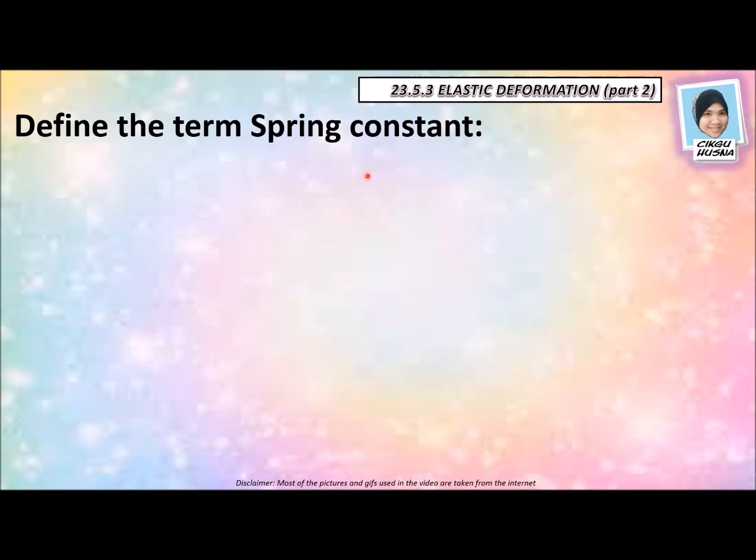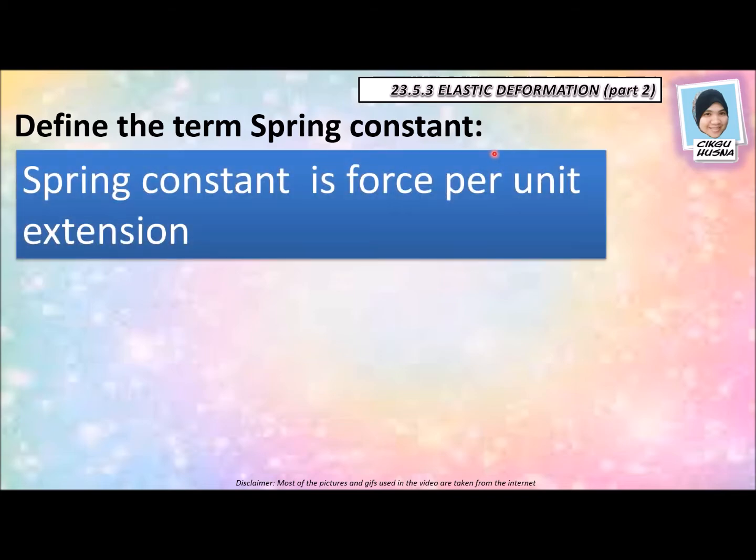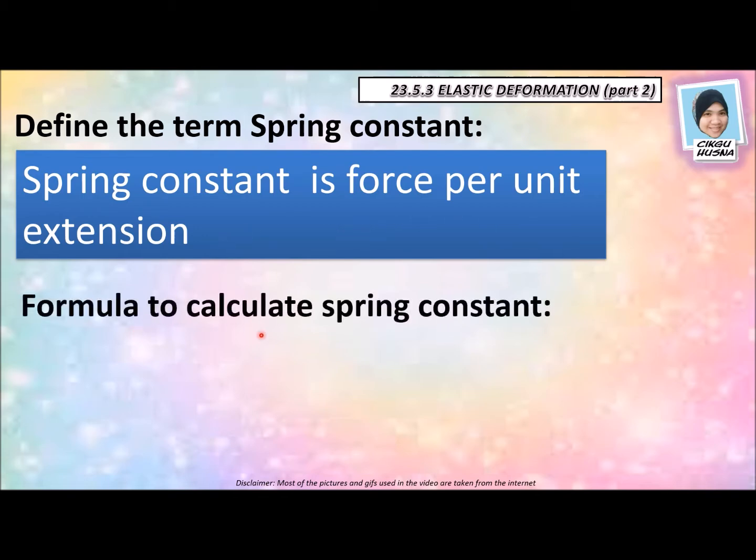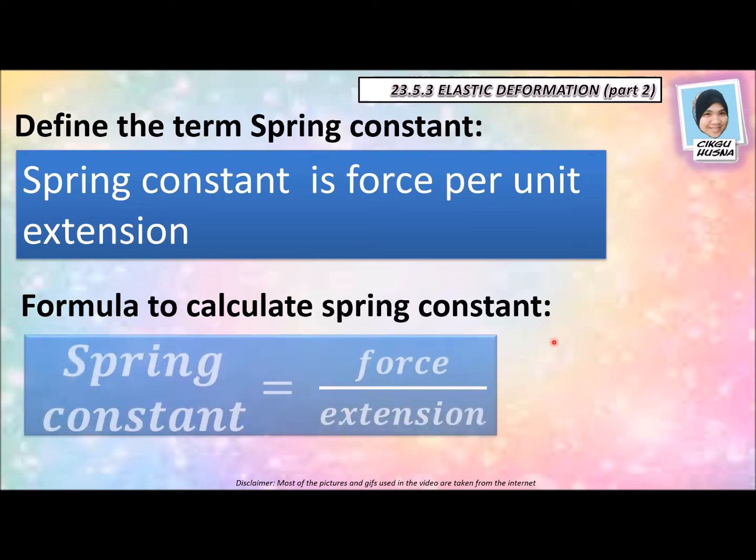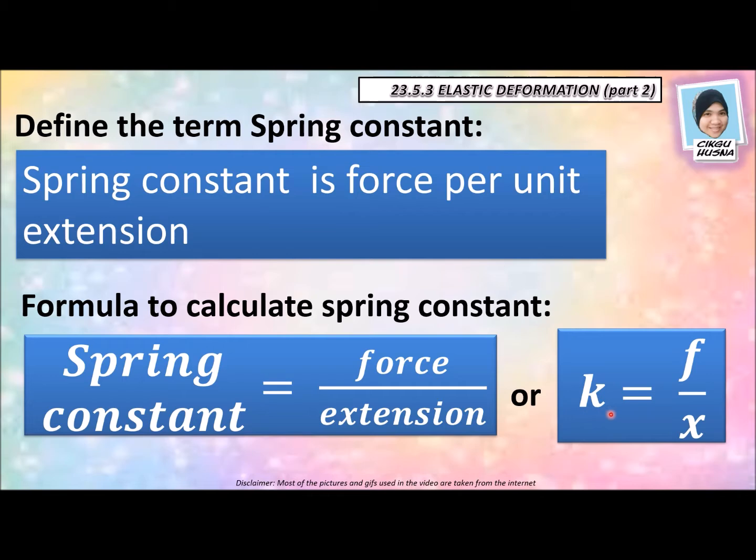Define the term spring constant. Spring constant is force per unit extension. Formula to calculate spring constant: spring constant is equal to force divided by extension, or simply k equal to F divided by x. k stands for spring constant, F stands for force, and x stands for extension.